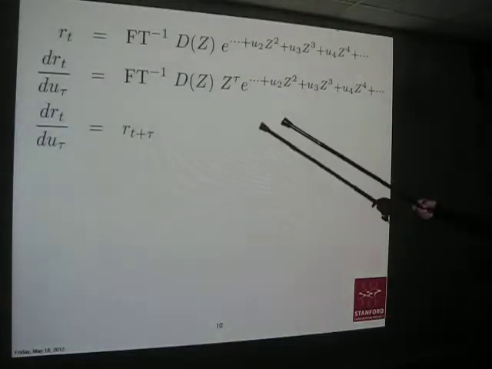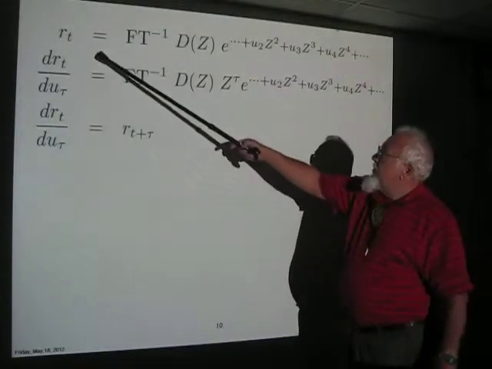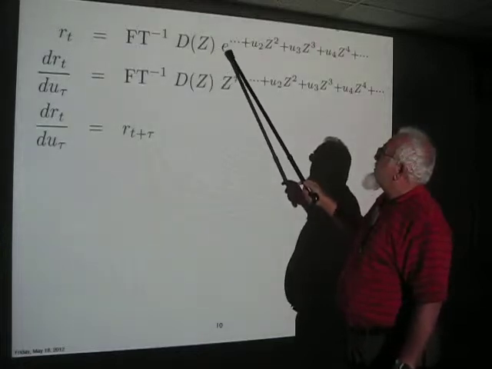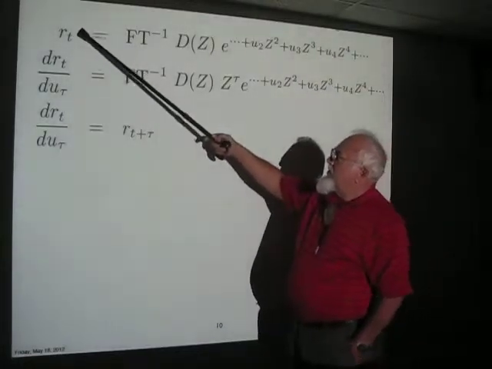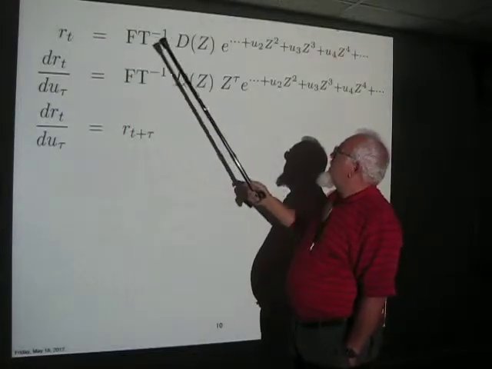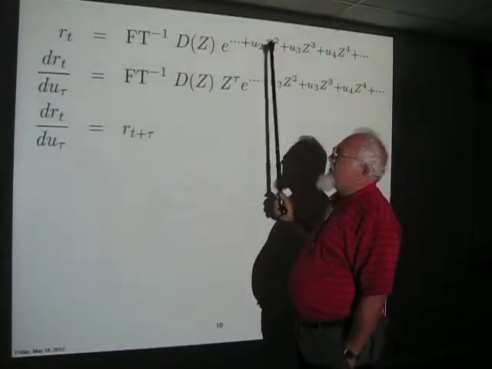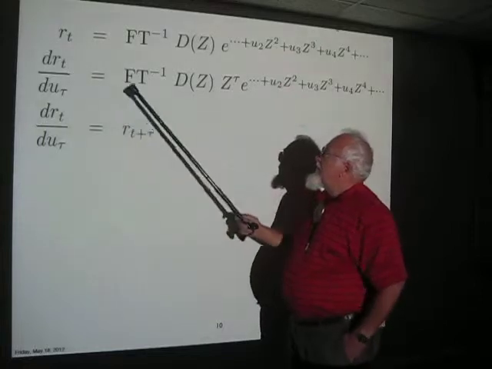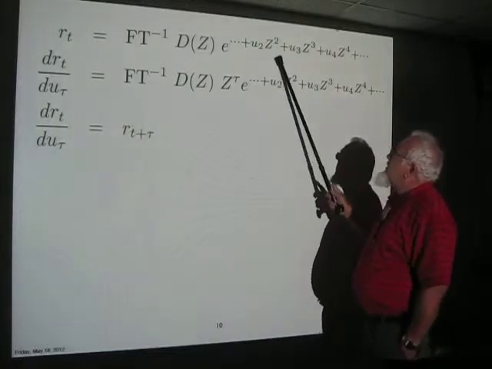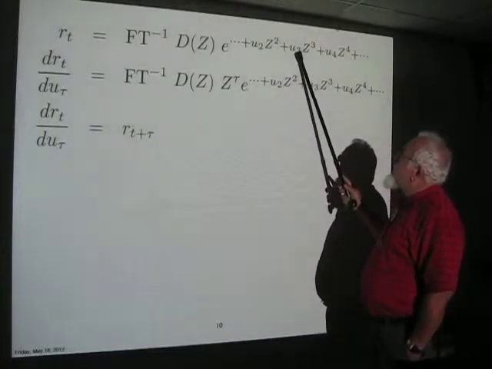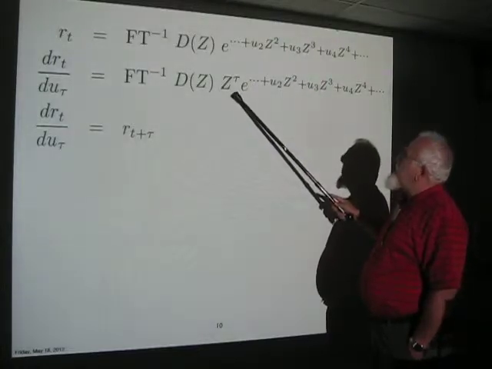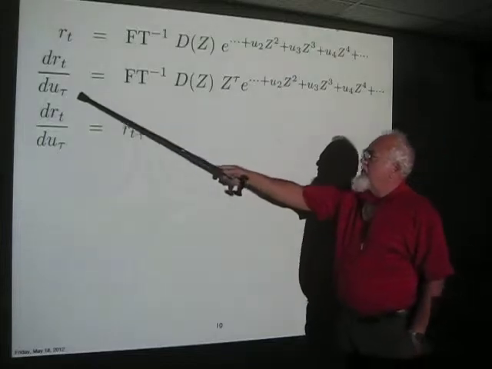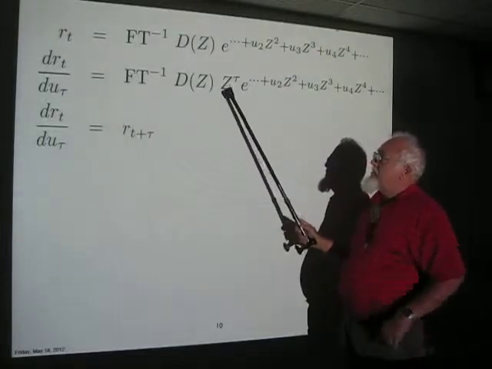Okay, the top equation is the one I already told you about. Multiply the data spectrum times this filter spectrum. Now we're going to want to change the output, and we're going to change the output by playing with the coefficients, the U coefficients. So we need this derivative. If I take the derivative of this expression with respect to U sub 3, well, Z cubed is going to drop right down here. So in the general case, for the U sub tau, we're going to get a Z sub tau.